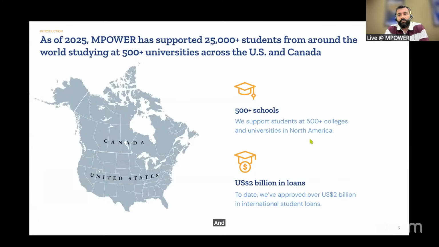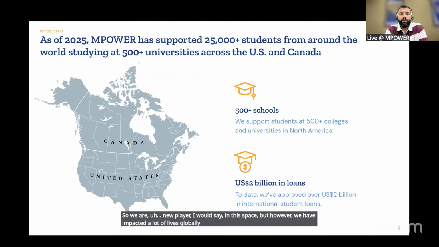And in terms of what we have achieved so far, as of 2025, we have supported more than 25,000 students from across the world studying at 500 plus universities across the US and Canada. So we are a new player, I would say, in this space, but we have impacted a lot of lives globally, and we are really proud of that, and we want to impact many more. We believe we are just a tiny drop in the ocean, and there is much more that we have to offer, and many more students that we can help.